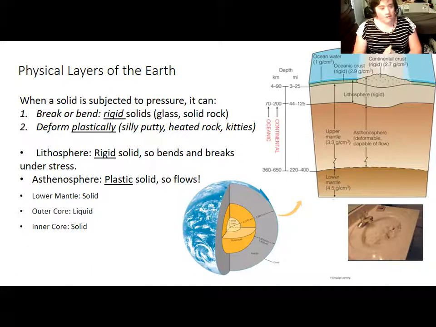So the uppermost two physical layers of the Earth are the lithosphere and the asthenosphere. The lithosphere is a rigid solid that will bend and break under stress, and the asthenosphere is a plastic solid that flows. And it turns out the lithosphere floats on top of the asthenosphere.